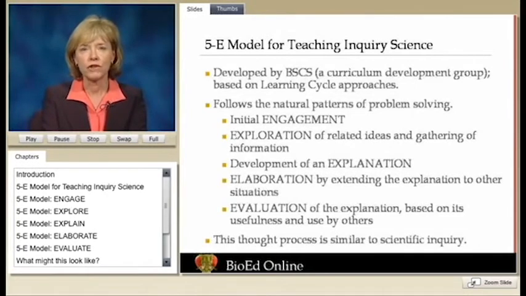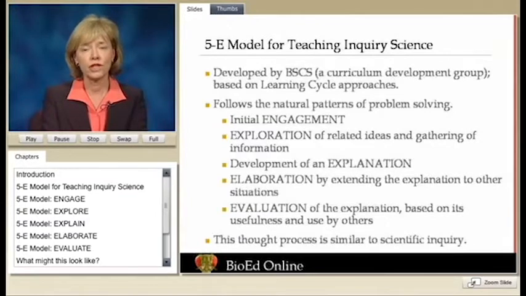First, there's a period of initial curiosity or engagement when we begin to wonder what might be happening. Next, we explore related ideas and we try to gather more information about what has piqued our curiosity. Then, after we have some information, we develop an explanation. Sometimes we even take that explanation and extend it to other situations. And finally, through use, we evaluate the quality of our explanation.